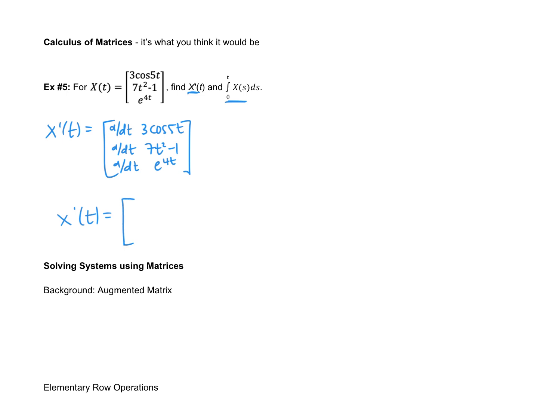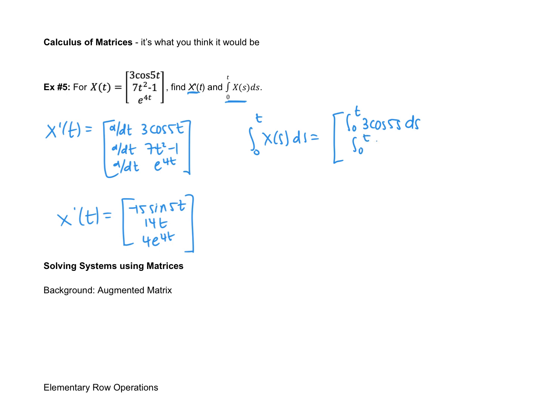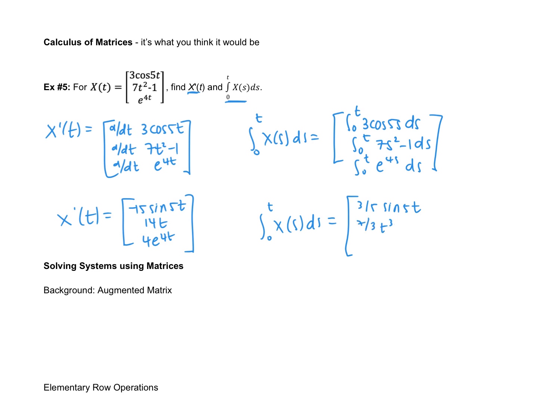So x prime of t in this case, if we take all of those derivatives, it's going to be negative 15 sine of 5t, 14t, and 4e to the 4t. Likewise, if we take the integral from 0 to t of x of s ds, we're taking the integral from 0 to t of 3 cosine of 5s ds, the integral from 0 to t of 7s squared subtract 1 ds, and the integral from 0 to t of e to the 4s ds. Which tells us then that the integral from 0 to t of x of s ds, if we integrate each of those, we're going to get 3 over 5 sine of 5t, 7 over 3 t cubed subtract t, and 1 fourth e to the 4t.